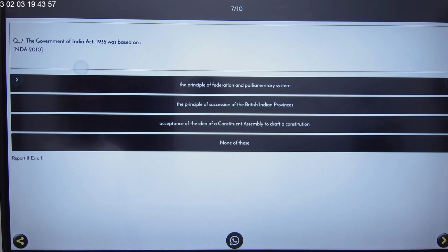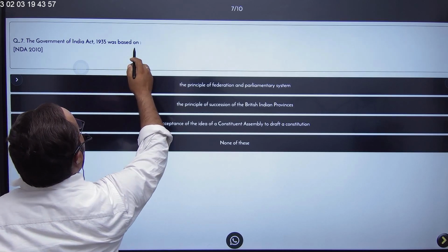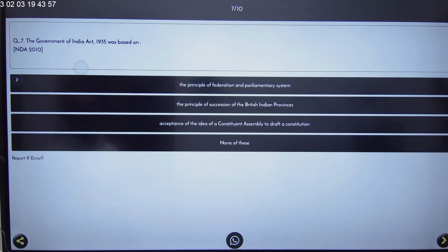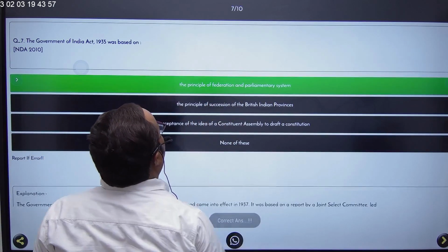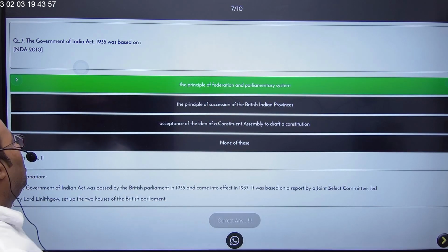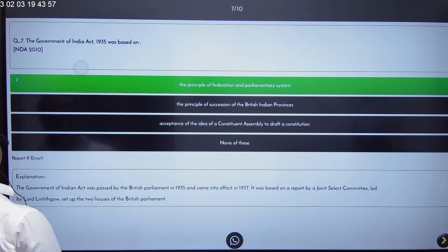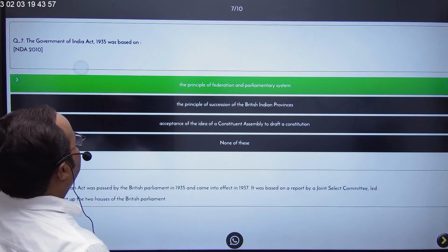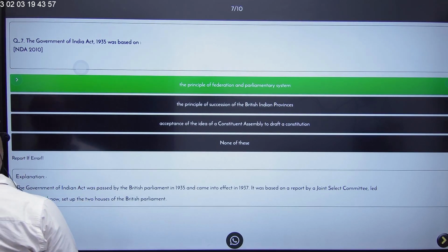The next is, the Government of India Act 1935 was based on the principle of federation and parliamentary system. This was based on the principle of federation and parliamentary system. The Government of India Act 1935 was based on.